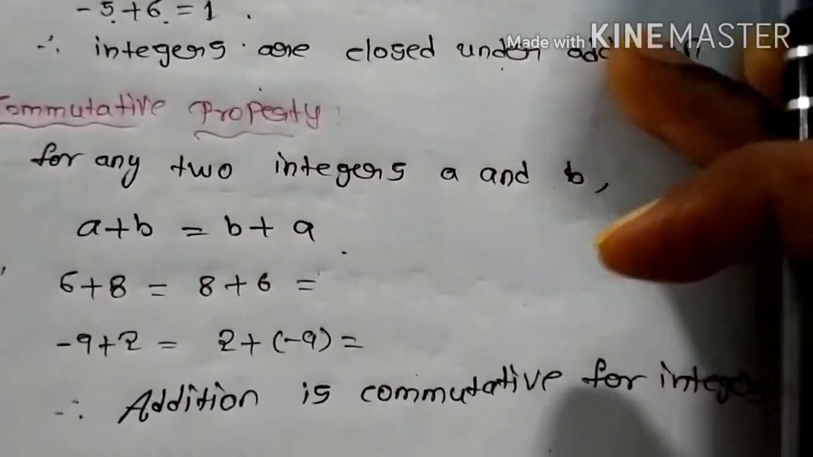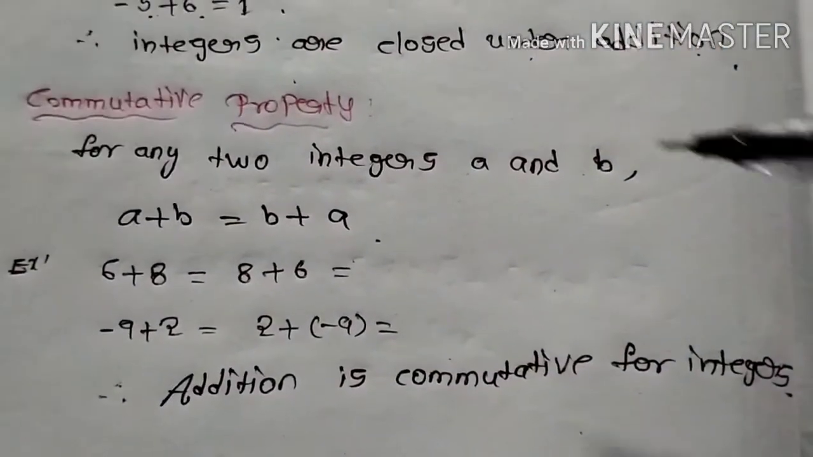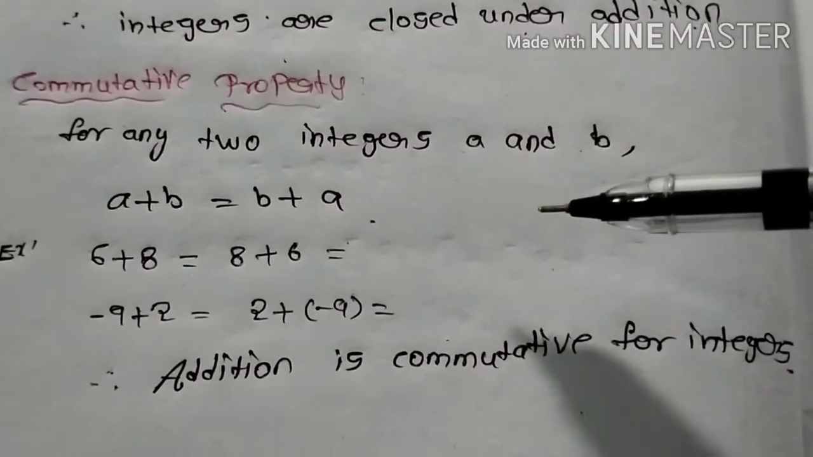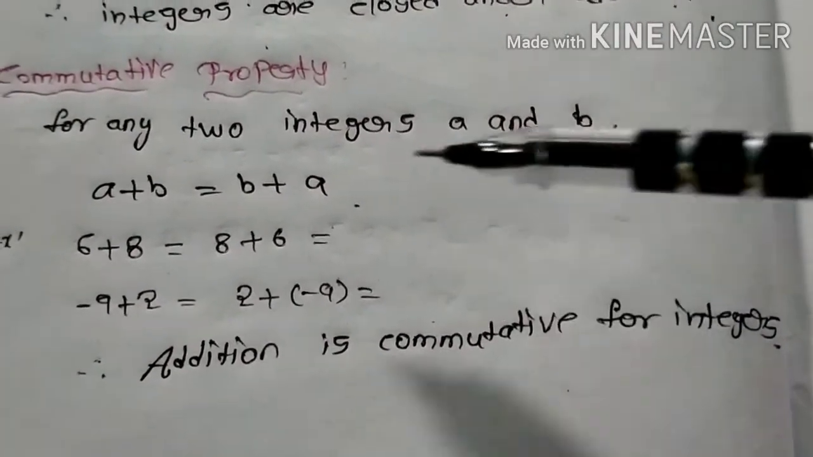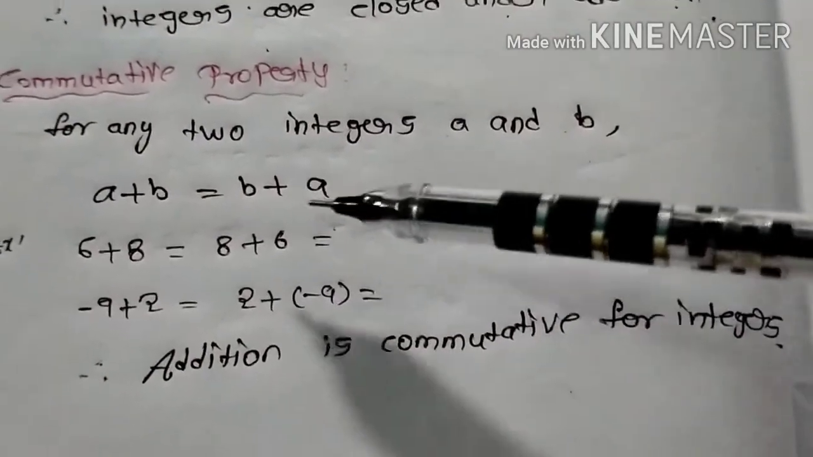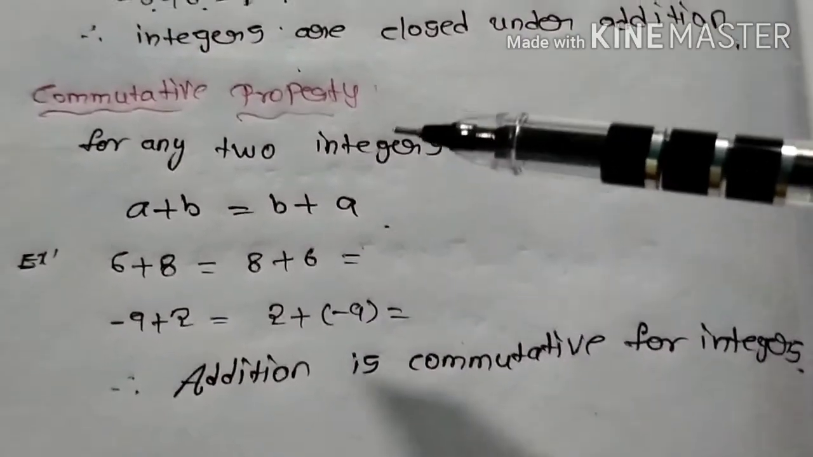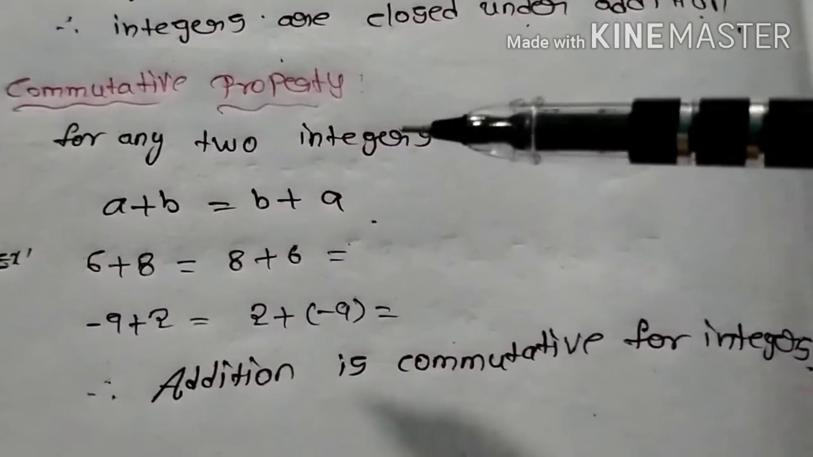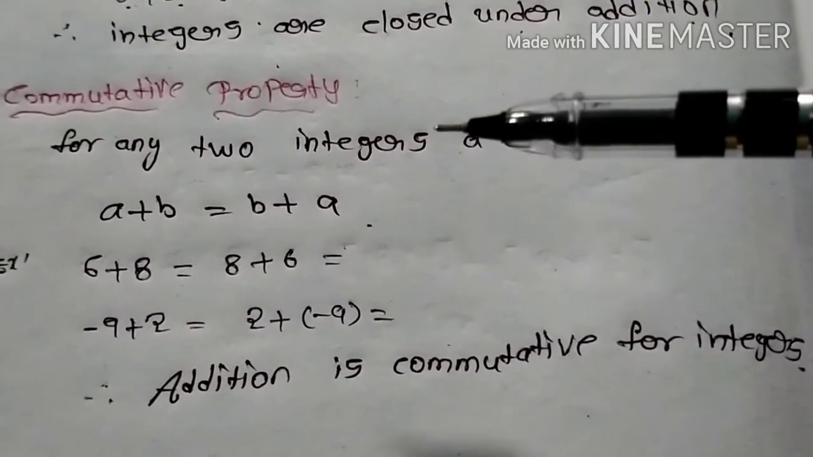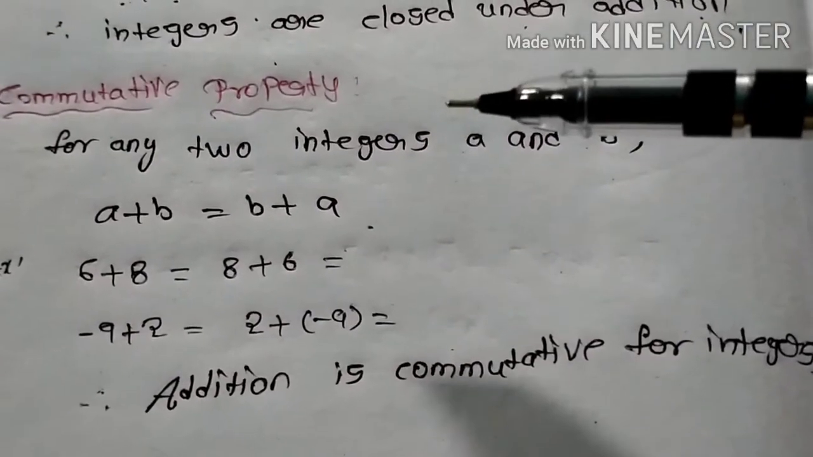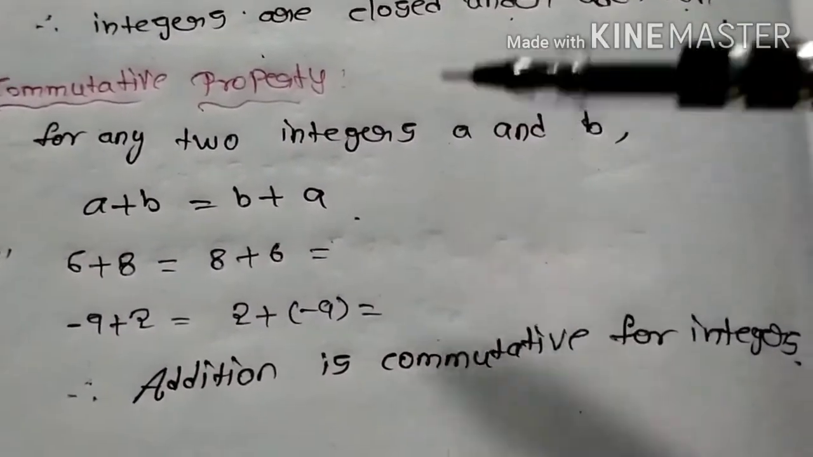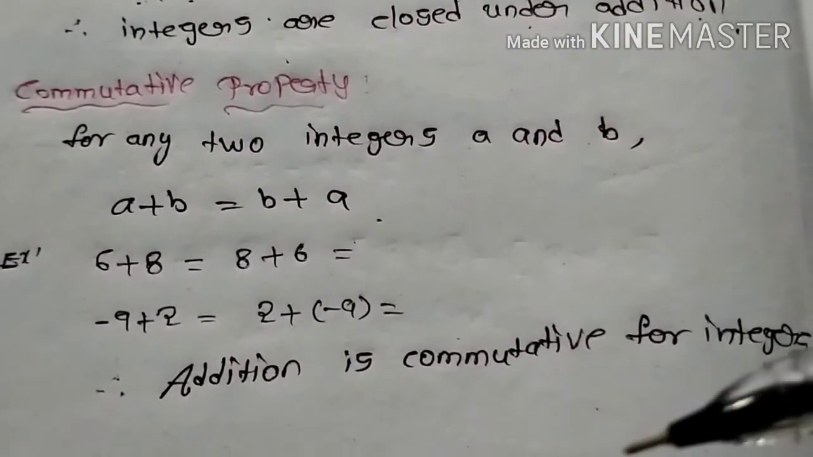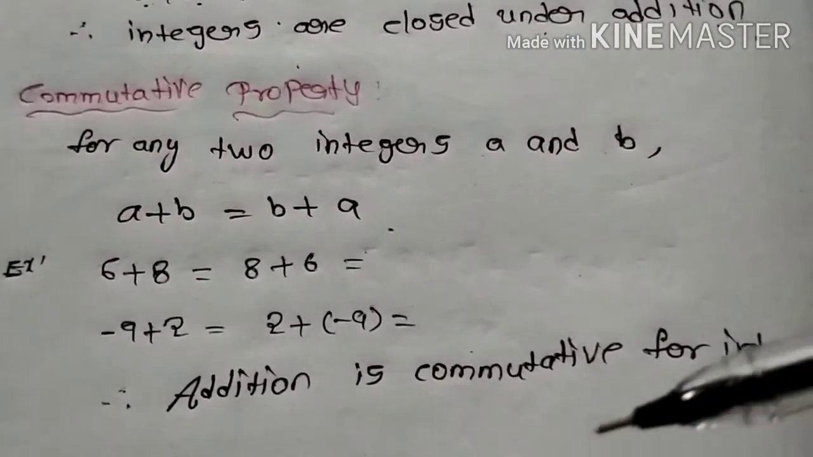In the similar way, you can see one more property, commutative property. Here you can see, for any two integers a and b, a plus b is equal to b plus a. Just remember. Why? Because you will learn these formulas, these properties in 8th class, 9th class, 10th class. So you can learn the properties now. It will be very easy in higher classes.